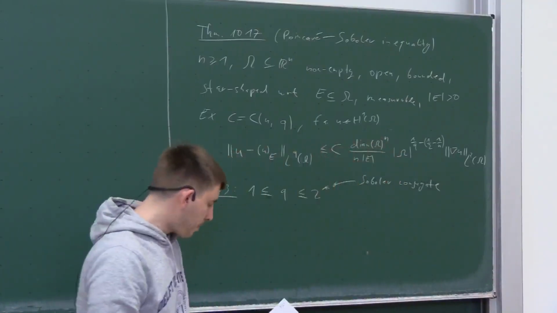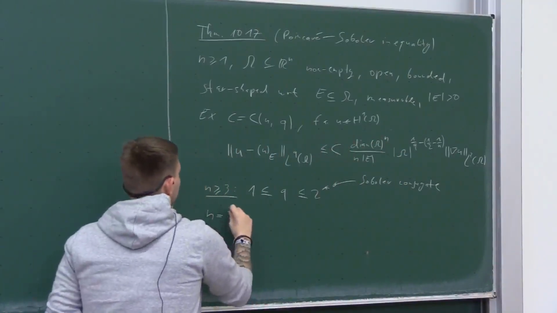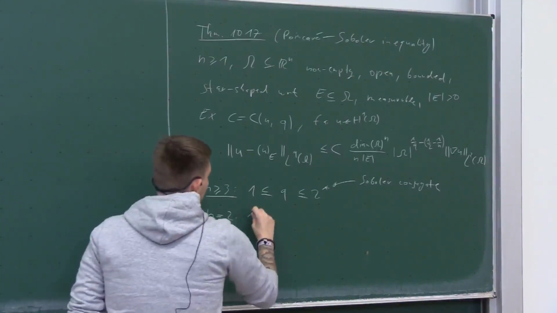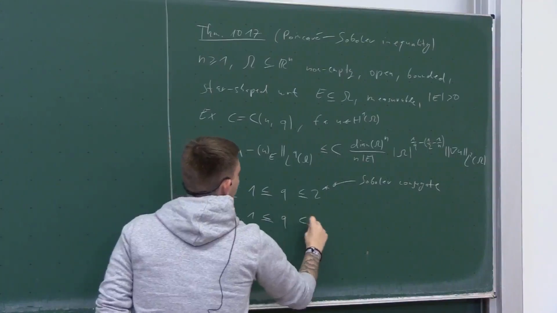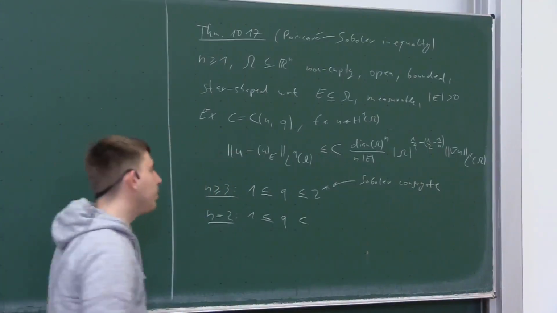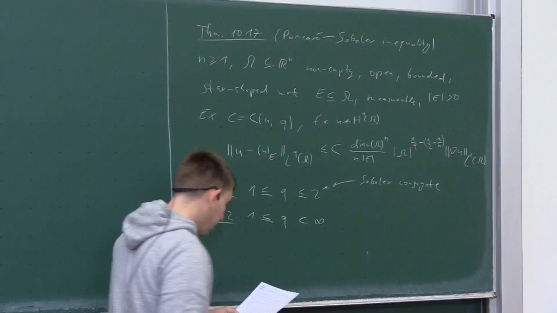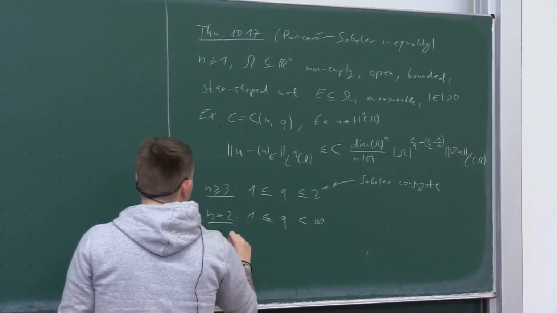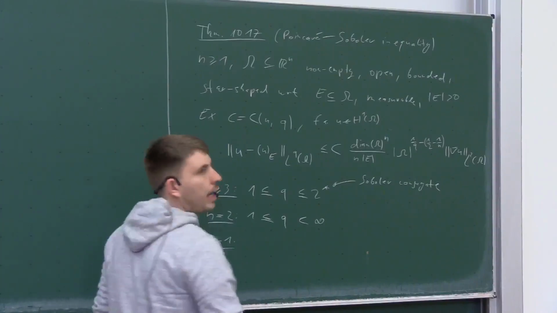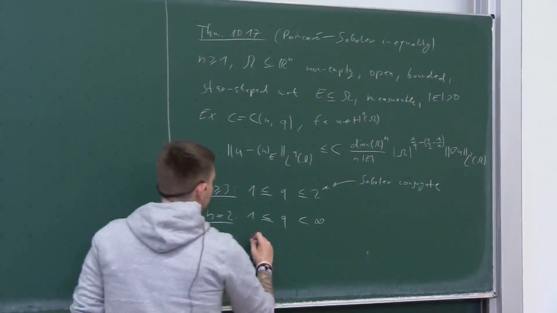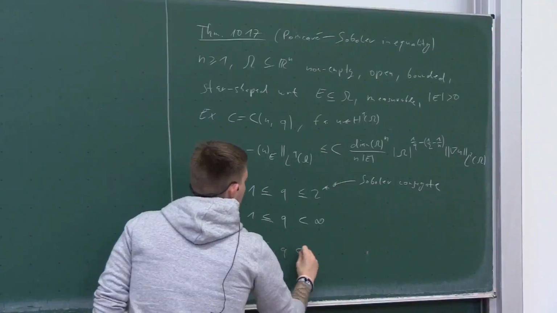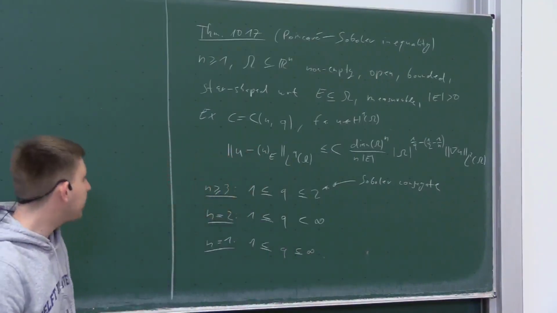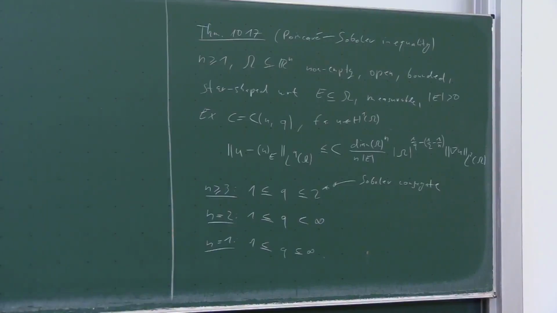Then we have this critical case, n is equal to 2. There we treat q's that go up to infinity but exclude infinity. Okay, and last but not least, we have n is equal to 1. And there we can treat the full range of q, including 1 and including infinity. Okay, so this is the main result for today's lecture.